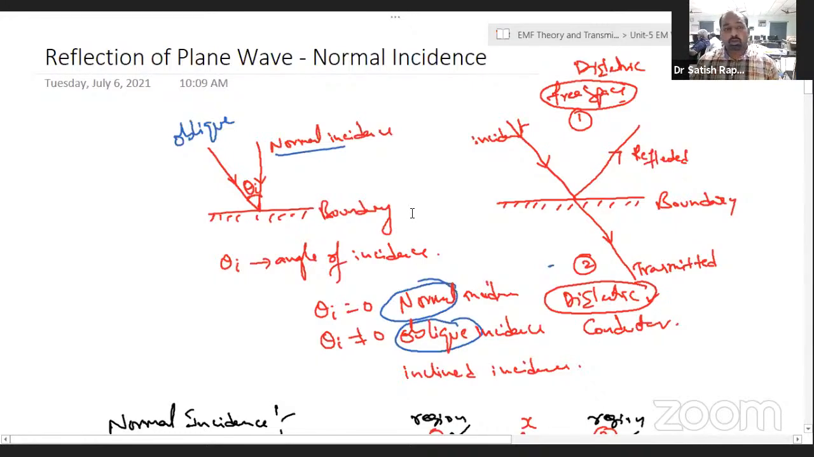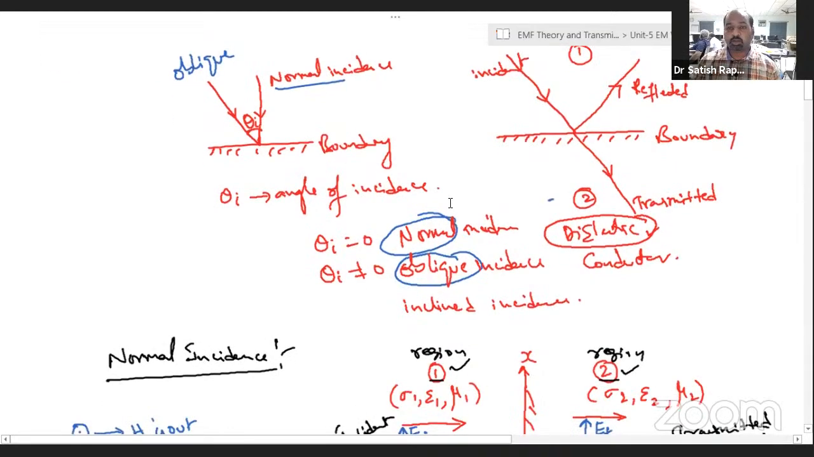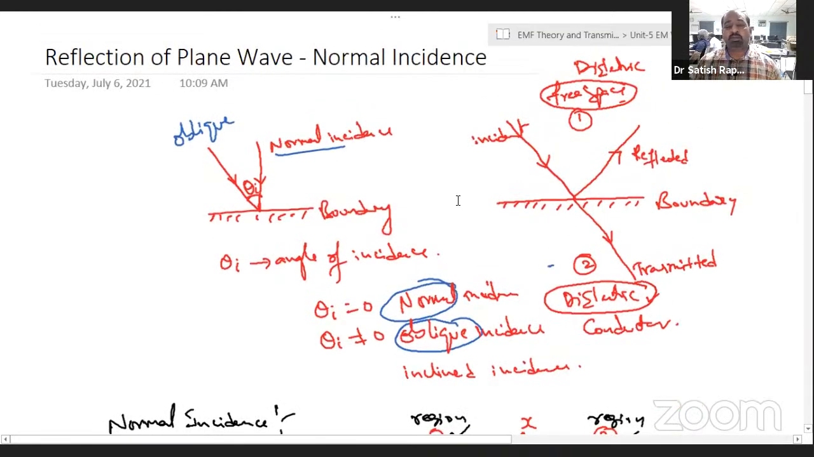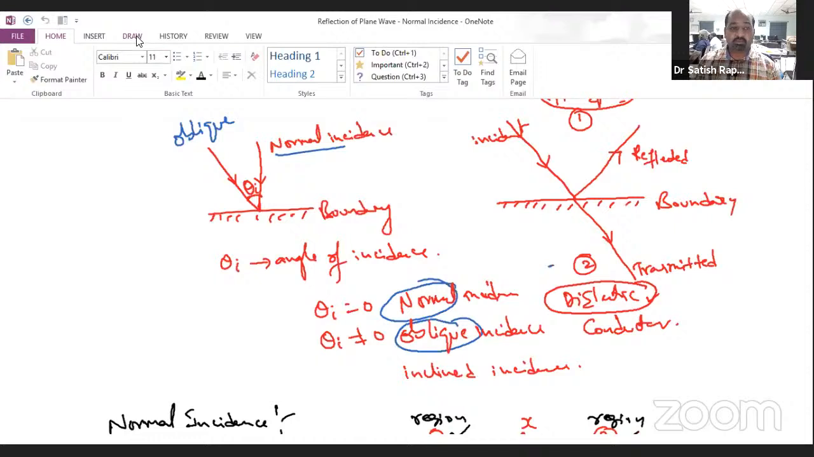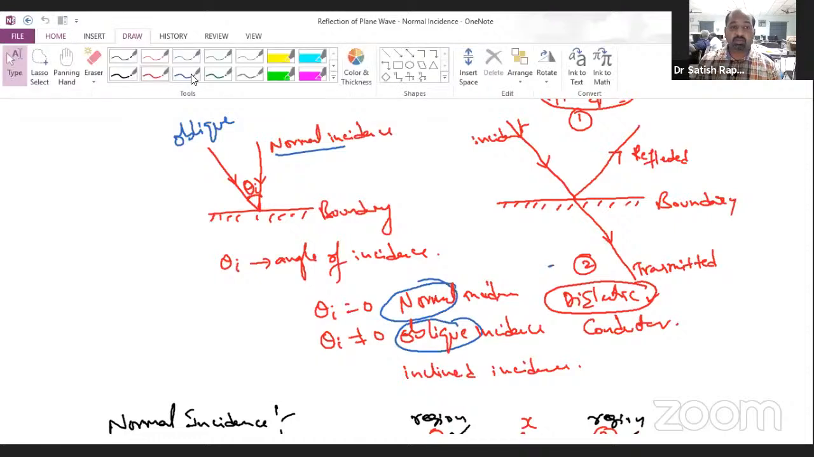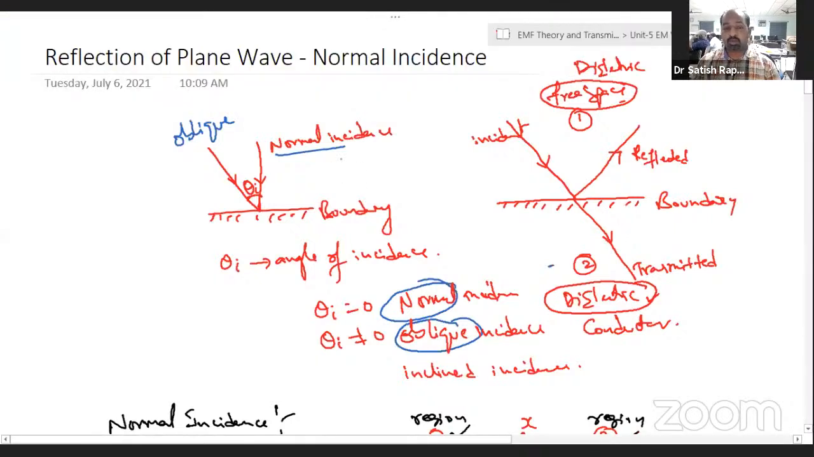So reflection of plane wave normal incidence, reflection of plane wave oblique incidence. Among these two, one question is compulsory. Reflection of plane wave normal incidence in the sense what? When a plane wave is incident normally on a boundary, it is called normal incidence.